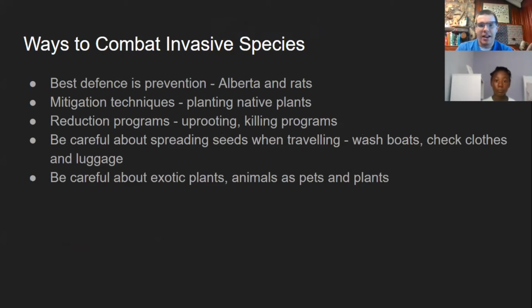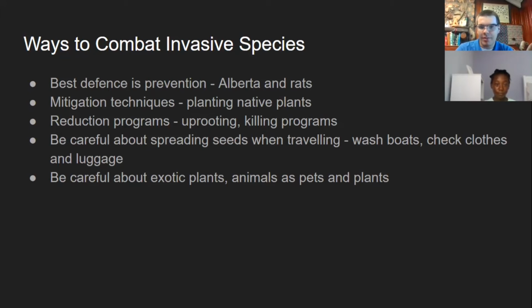You make sure that if you say take a boat out onto a lake, you wash the boat before you bring it in, because the boat could be carrying stuff, spores from invasive plants or other things like that. You check your clothes and luggage whenever you travel places to make sure that you're not accidentally bringing any unwanted passengers back home. If you have a garden, you make sure that you plant native plants, because whenever you plant exotic plants, they have a tendency to spread out past your garden and become invasive species.